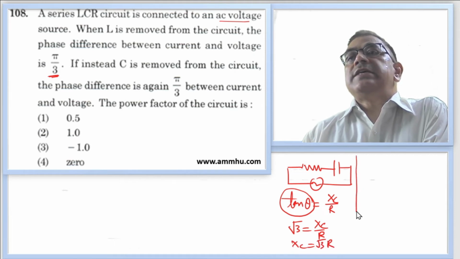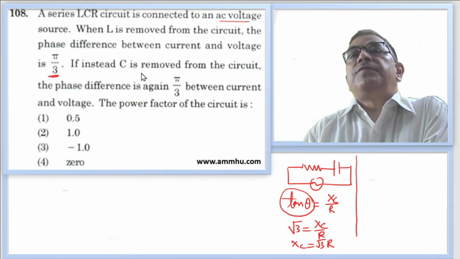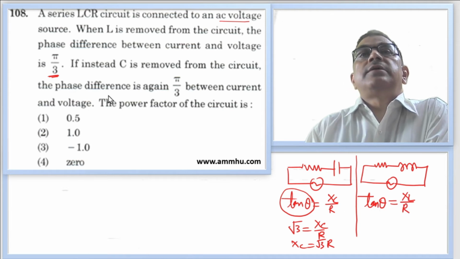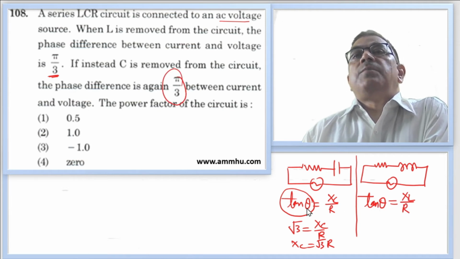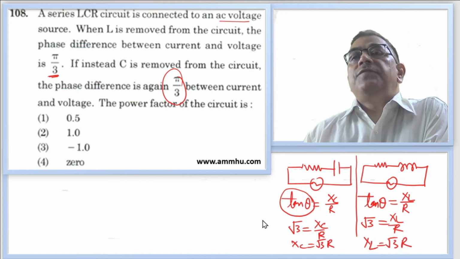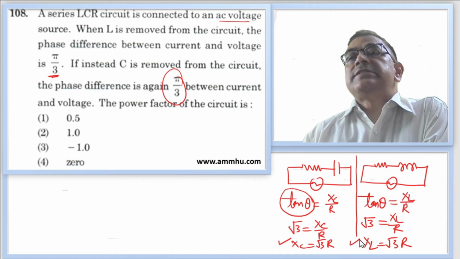Let's see what else has been given. If C is removed from LCR, you have only an RL circuit. Is it right? So this is an RL circuit connected to the AC source. In this case, again, if theta is the phase difference, then tan theta is equal to XL by R. And the phase difference is how much? Pi by 3. Pi by 3 means tan 60 degrees, which is root 3. This is XL by R. So XL is equal to root 3 times R. If you see carefully, XC and XL are the same.